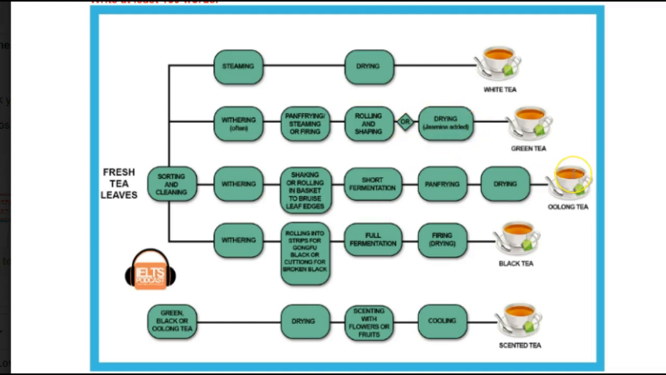In the case of oolong tea, after withering, this happens to it, followed by a short fermentation, when it is then pan-fried, and the last stage is drying, as is with green tea. For black tea, this step is then followed by a full fermentation, and lastly, it is fired.